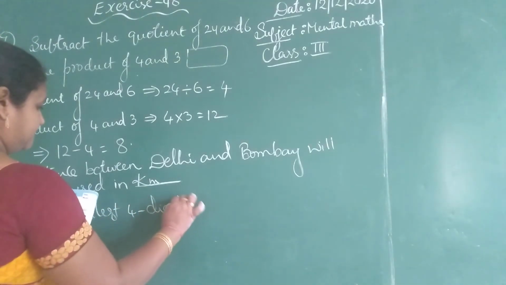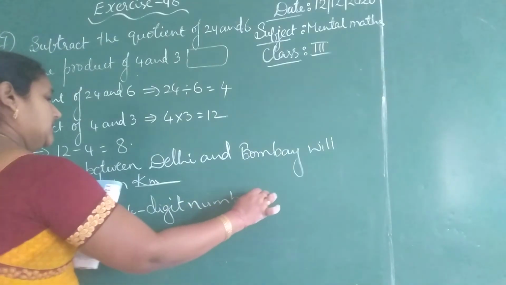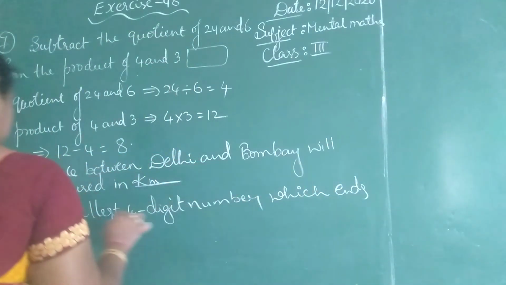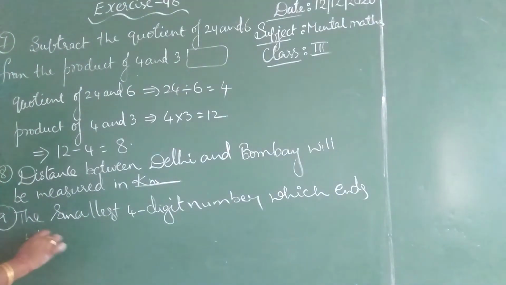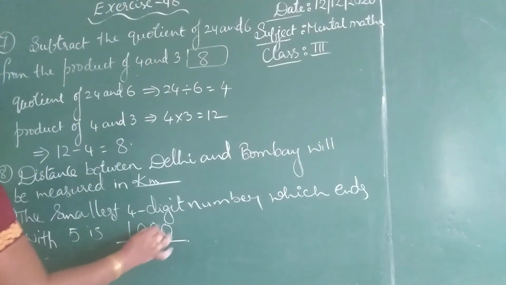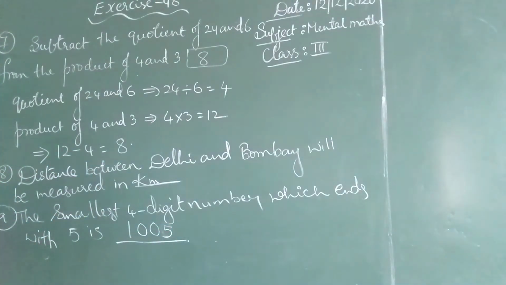See the next one, ninth one. The smallest four-digit number which ends in 5. That means you have to write the smallest 4-digit number, and that number should end with 5. What is that number? So the last digit should be 5. The smallest four-digit number which ends with 5 is nothing but 1005. Okay? Now the 10th question.